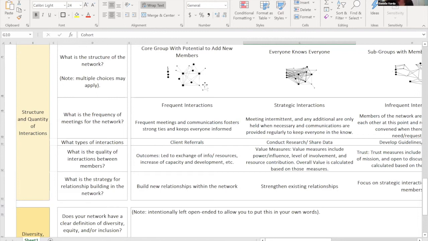What is the frequency of meetings for the network? What types of interactions are we trying to foster? What's the quality of those interactions between members? And what's the strategy for relationship building in the network?